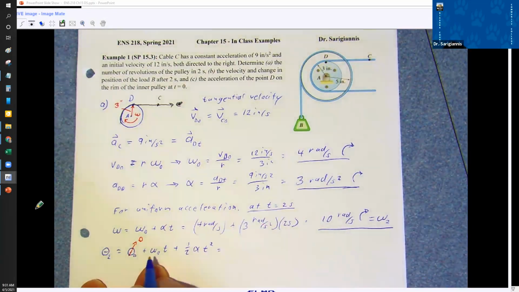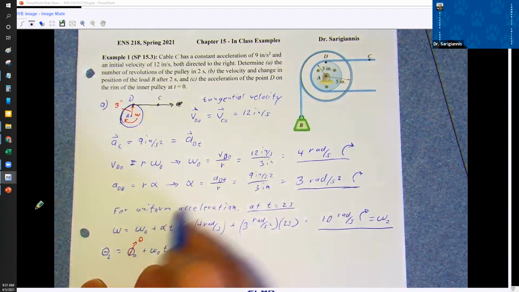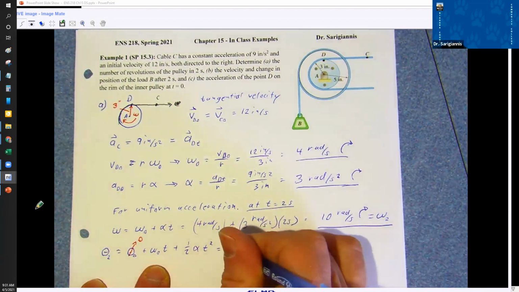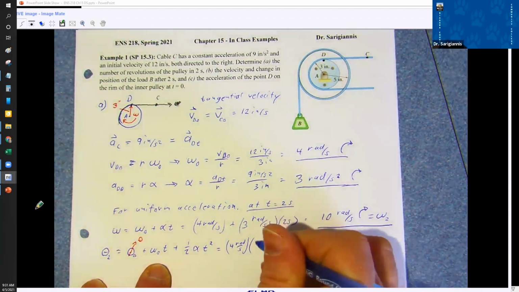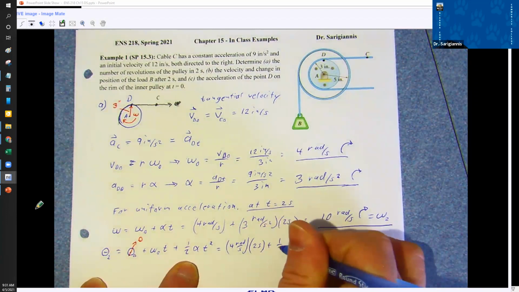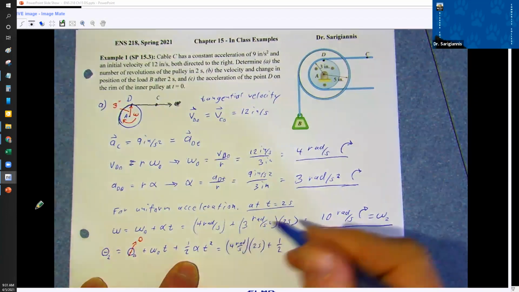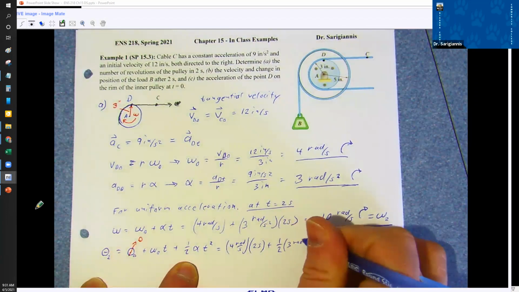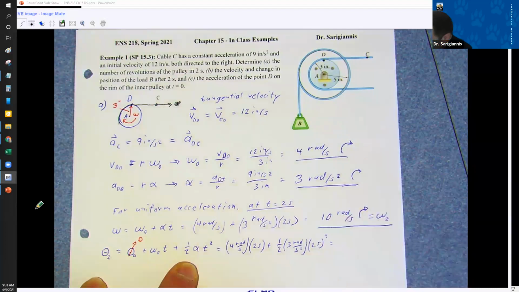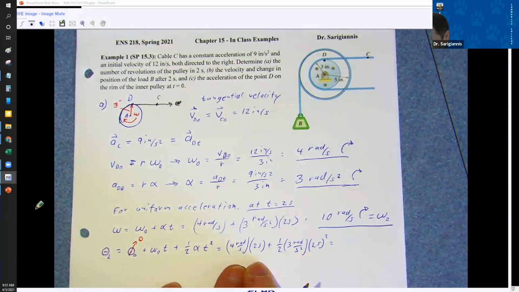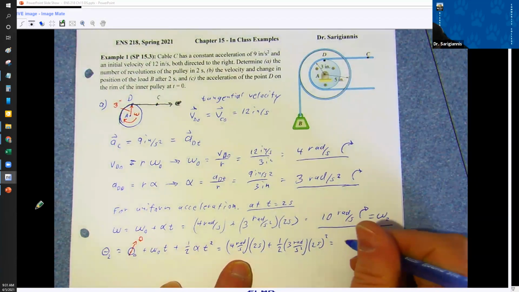So I'm going to have omega naught t. Omega naught is up here, 4 radians per second, times the time of 2 seconds, plus 1/2 times alpha, which is 3 radians per second squared, times 2 seconds squared. This is going to give us 4 times 2 is 8, and 1/2 times 3 times 4 is 6. So 8 plus 6, 14 radians.